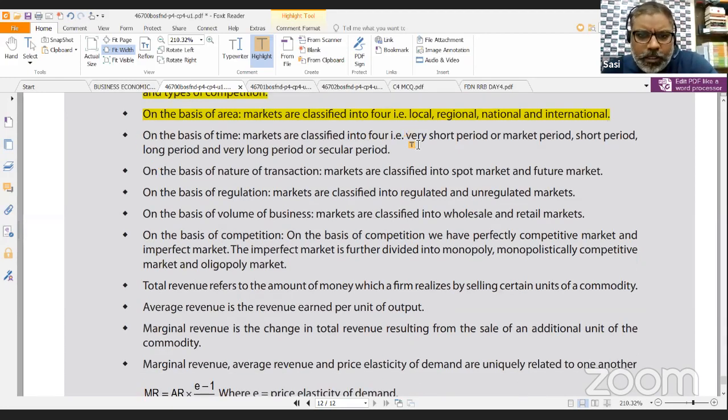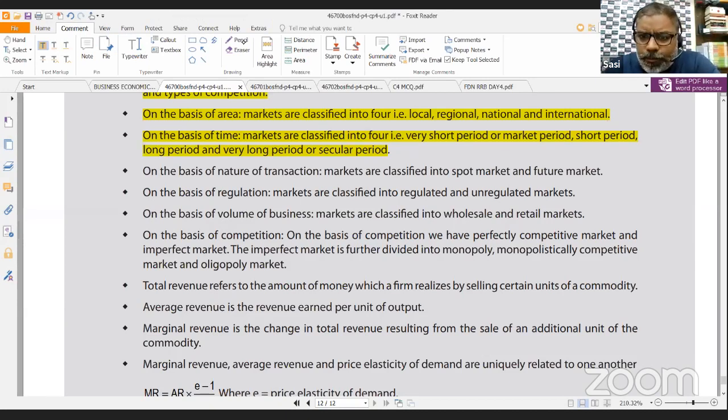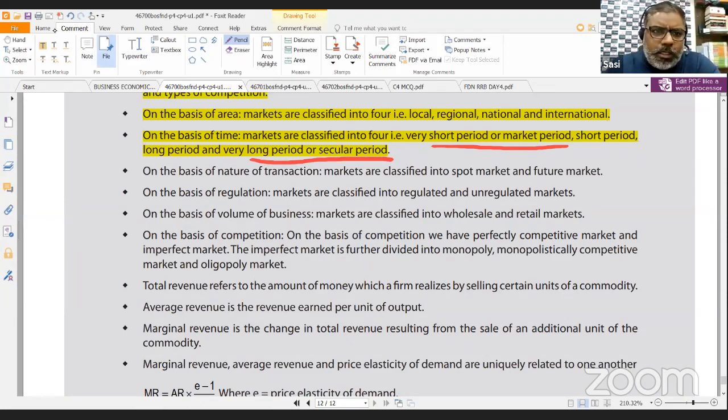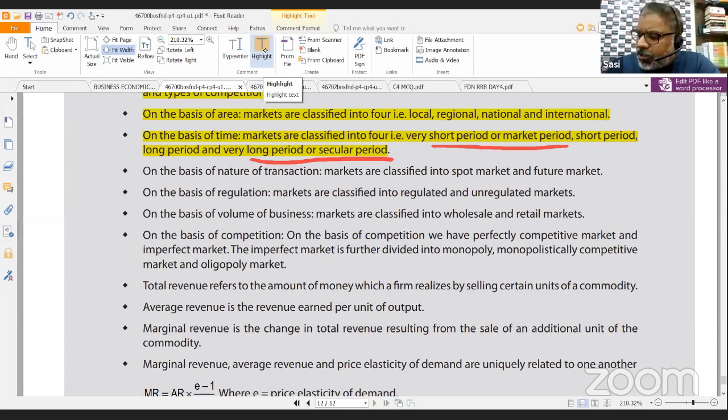On the basis of time, how can we classify the markets? Very short period market, that is also called the market period. These other names are also important to be noted. Very short period is also called the market period. Market period or very short period, these are two different names. In the same way, long period is called the secular period. So these are the other names we should remember, because in the questions they may use any of the names.